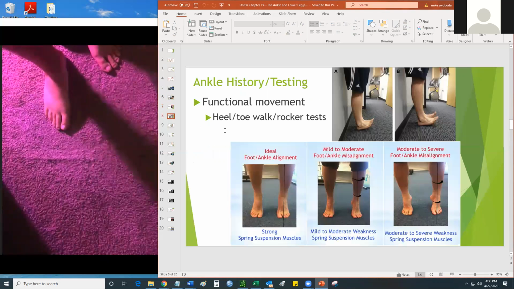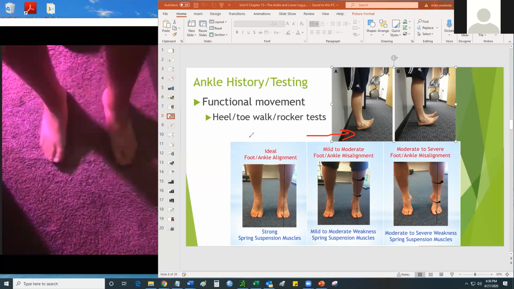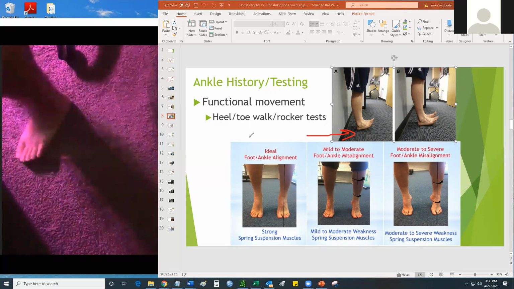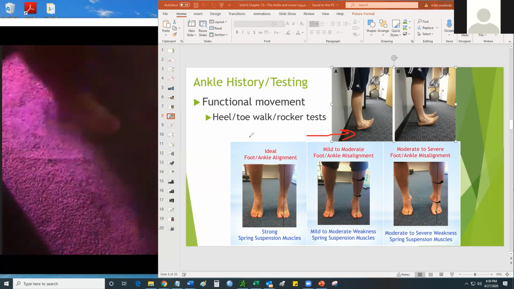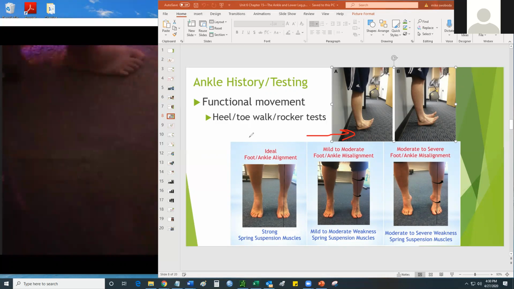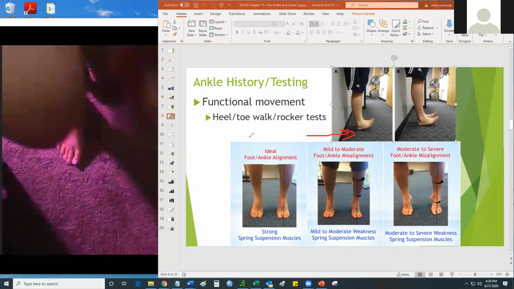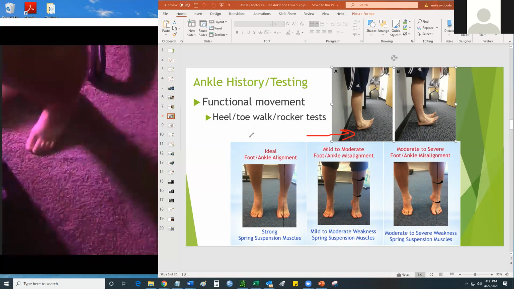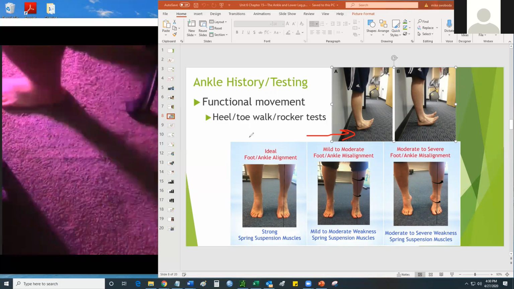Another one you'll see here are heel, toe, and rocker tests. So this first picture here is showing the heel test. And what's happening here is this person is, and I'll kind of shift over so you can see my feet a little better. Actually, I'm going to go the other way so we can keep some light in here. Here we go. Okay.